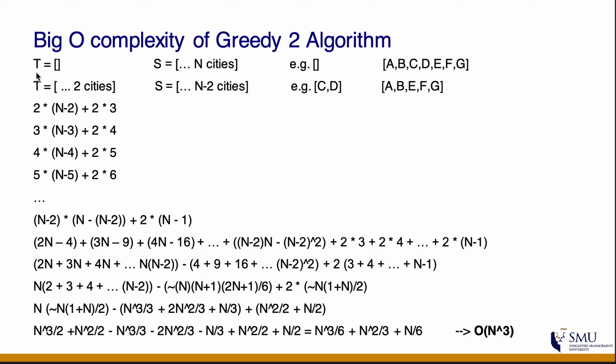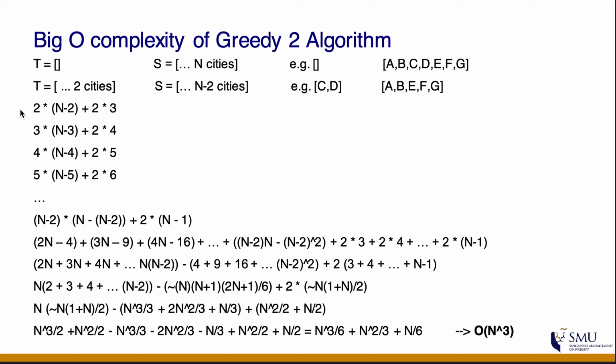So remember there are two sets. One is the set S, which is the initial set of cities to visit, and then there's the set T, which is initially empty but has the current tour, right? If you recall the greedy 2 algorithm, it starts by finding the closest pair of cities. So after the first step, you have two cities in T, and in S you have n minus 2 cities, right? If you remember from our example, it was something like C, D, and the rest of them were in this set, right?